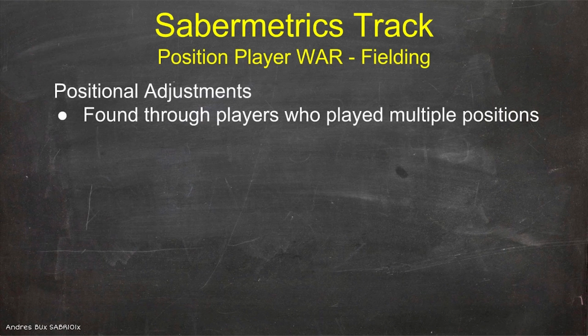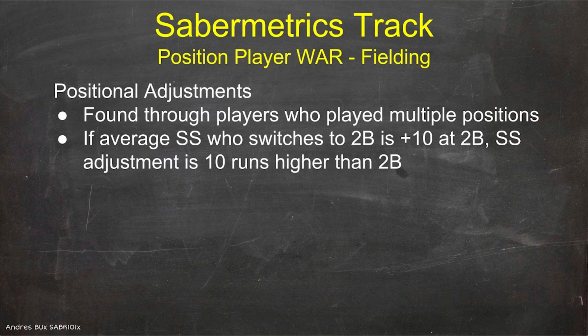Positional adjustments come from research, and they're found through players who've played multiple positions. In other words, they looked at players who played both shortstop and second. And they looked at players who played different positions in the outfield, left, center, and right field. And based on their fielding runs at each of the positions they played in, you can start to estimate how difficult any given position is.